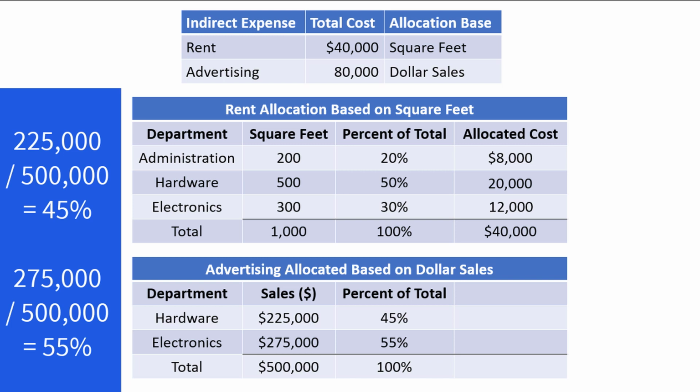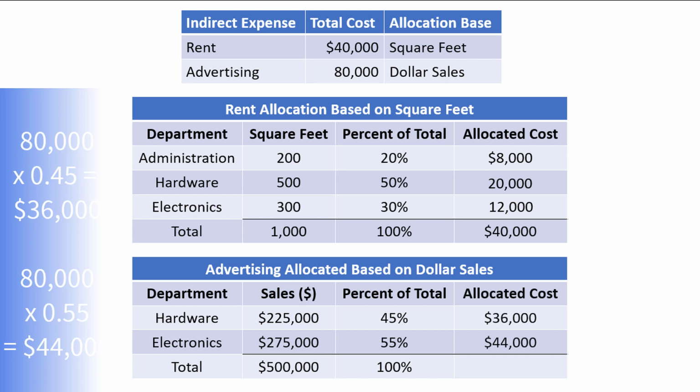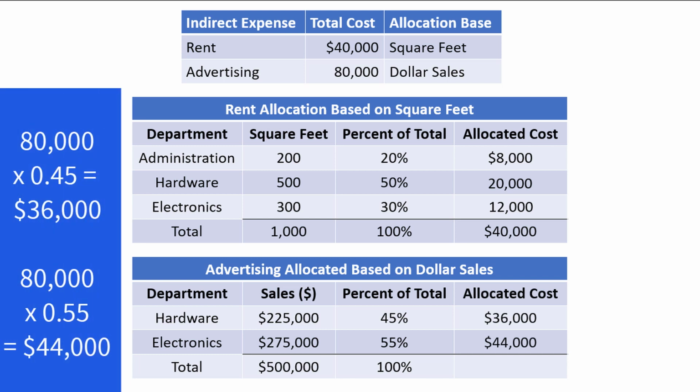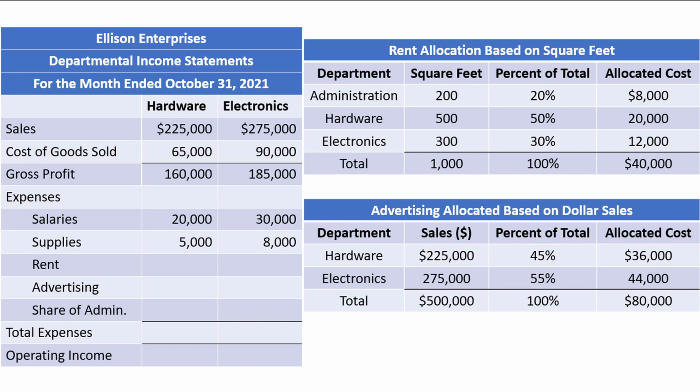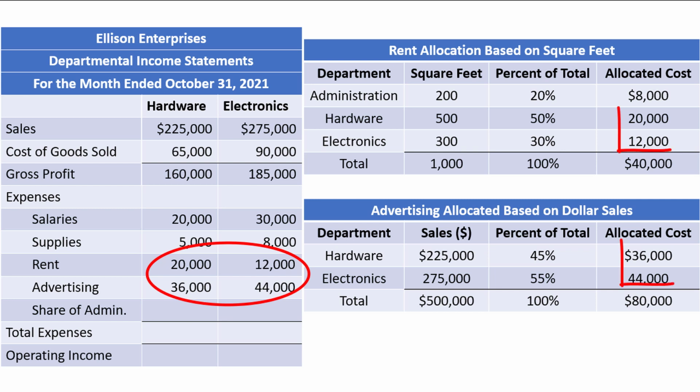Multiplying each percentage by the total advertising expense of $80,000 gives us $36,000 of advertising expense allocated to hardware and $44,000 of advertising expense allocated to electronics, which totals to $80,000 in total advertising expense. Now we can return to the departmental income statements to update them with the indirect cost of rent and advertising.